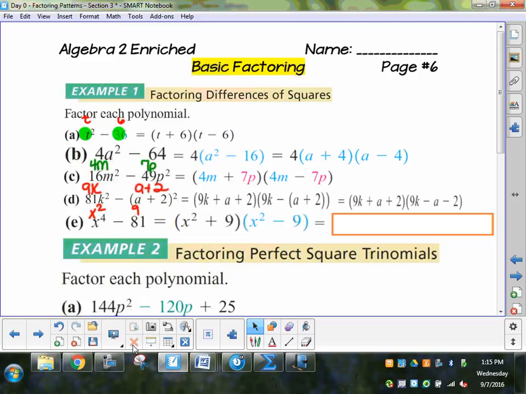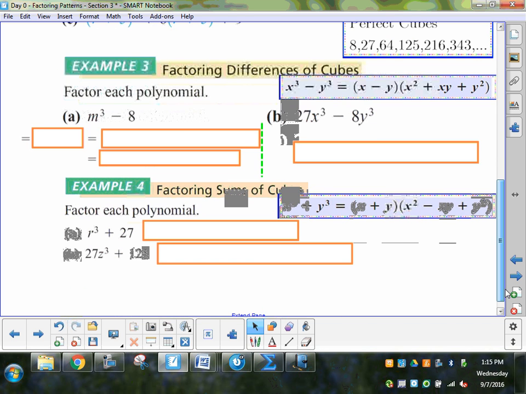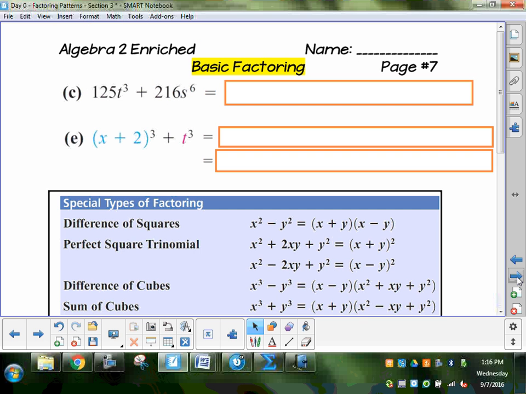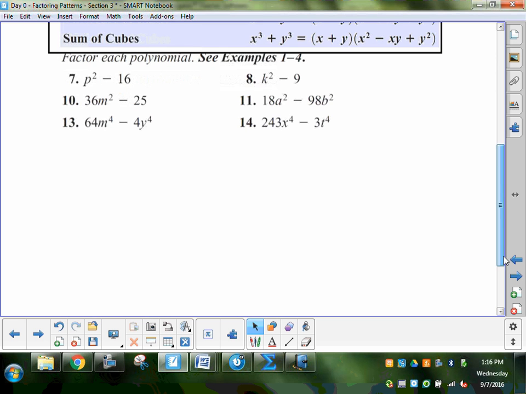Are you done? Who can tell me, please? Hands up. You can tell me why you're not done. Go ahead. That's the difference of perfect squares the second time. That would be your final answer. Questions on that? Now, I think I gave you more practice ones from here. Go through right now, please, and do those. Go through and do 7 through 14.